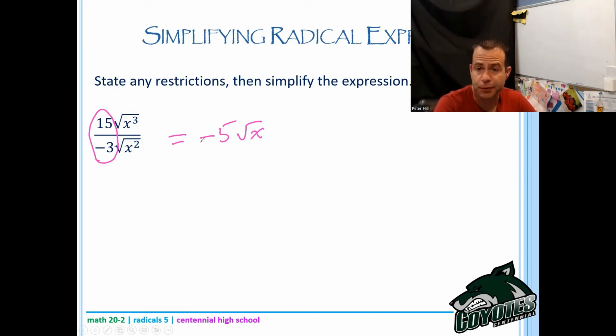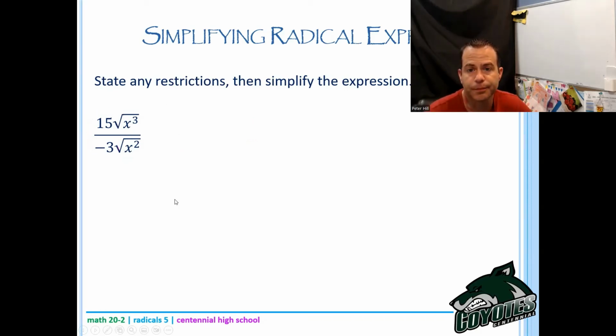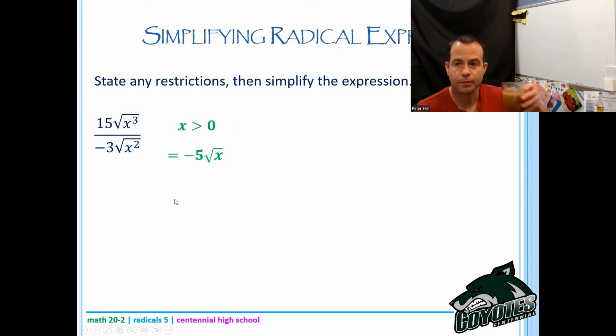But we haven't talked about restrictions yet. We've got to think about the fact that x has to be greater than or equal to 0 here, but then x can't be 0 here. So our restrictions are going to be x has to be greater than 0. Okay, x has to be greater than 0. All right.